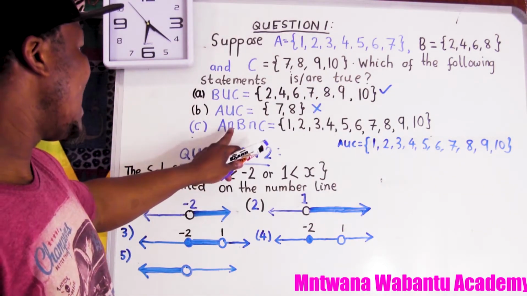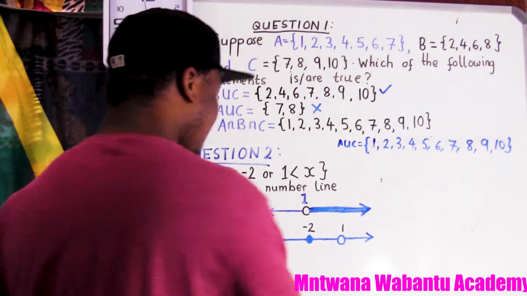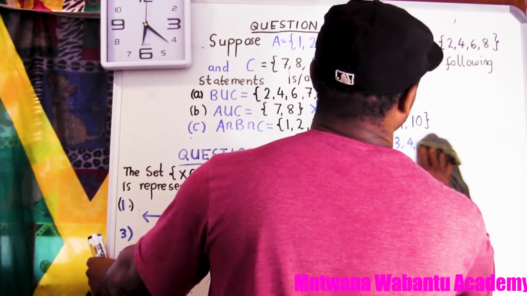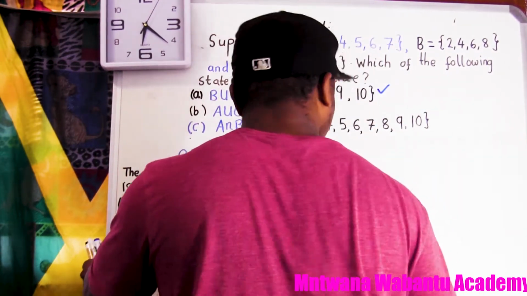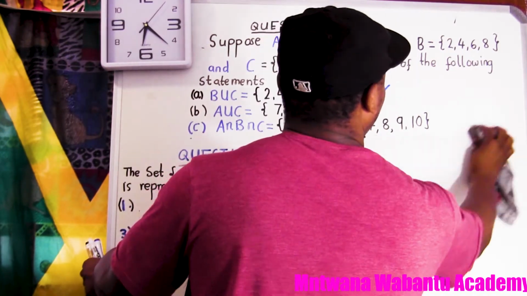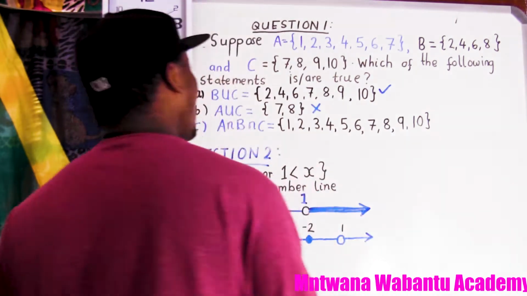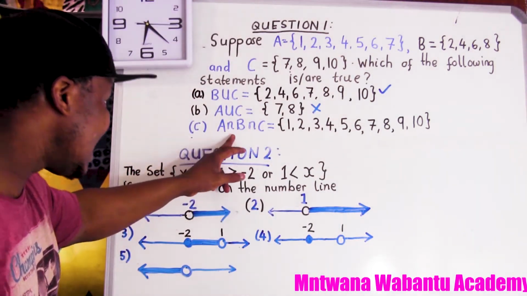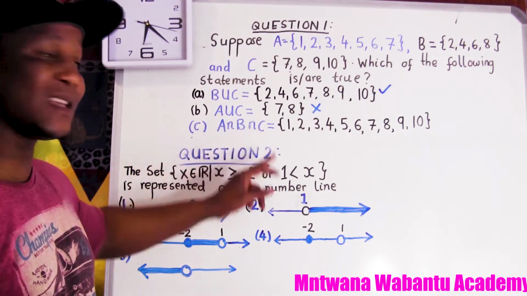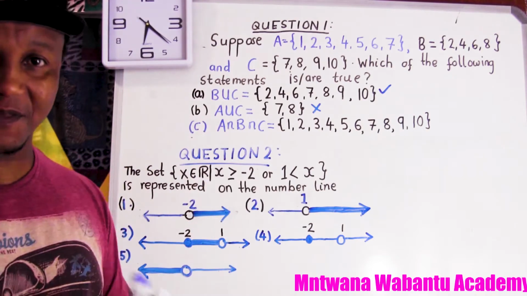Now let's go to the A intersection. This symbol means intersect. Let me explain what intersect means. For the intersect you have to look at both groups they mention, like here they say you have to find A intersect B intersect C. So intersect is when you have something common to both.